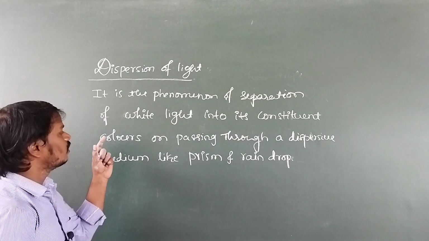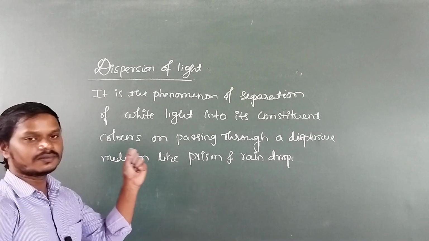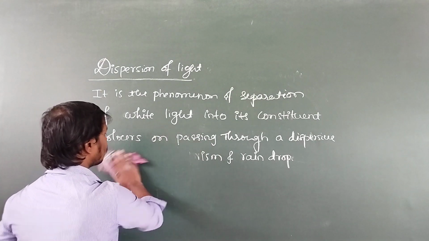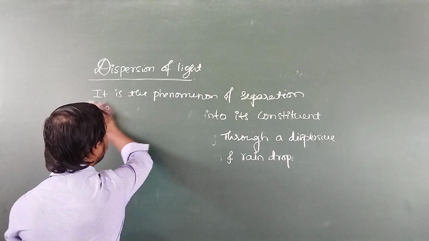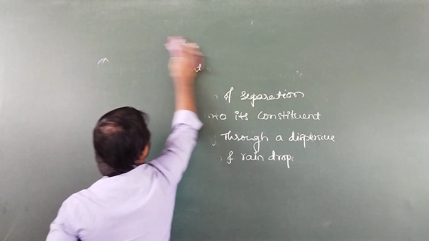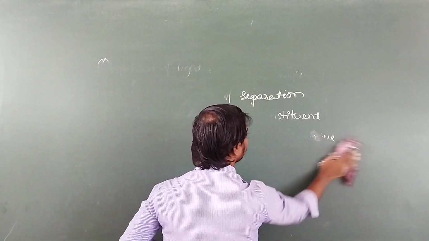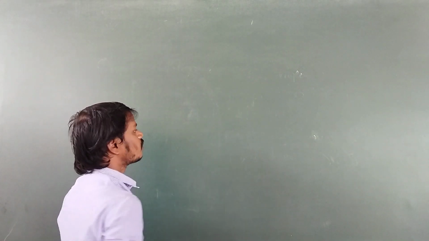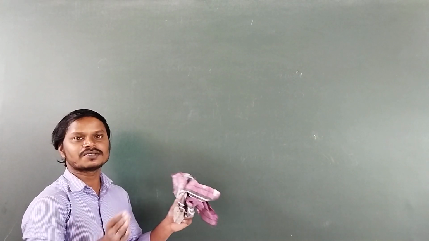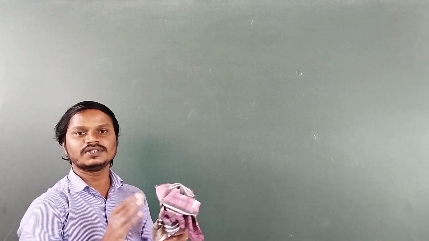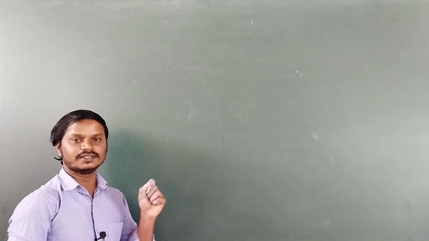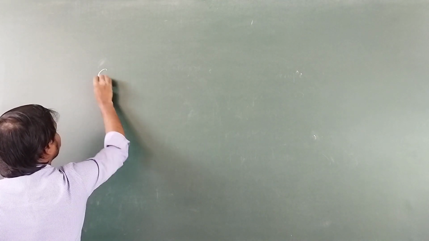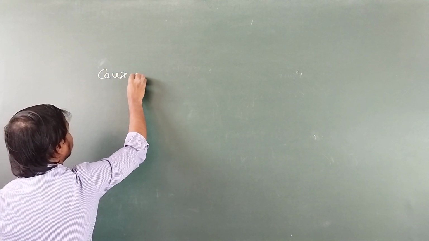So here the white light can be dispersed into how many colors? 7 colors. Okay. What are those colors? In short form I will write, that is VIBGYOR. So why can the white light be separated into 7 colors? Because of their different wavelengths. Cause of dispersion of light.